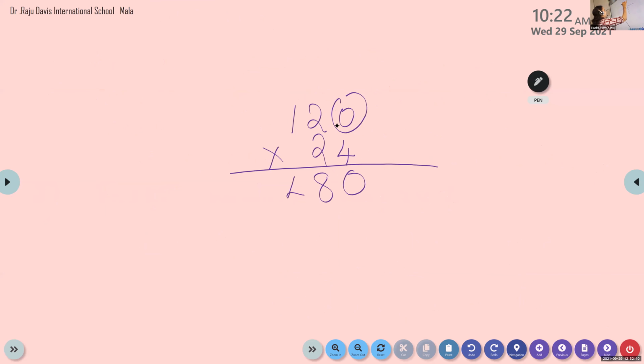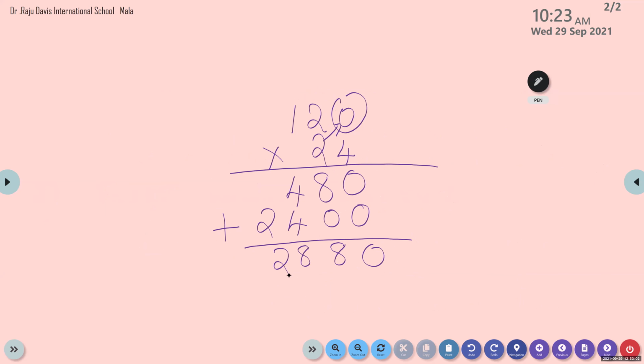0. Again, we have 2 times 0. 0. Okay, 2 times 2? 4. 2 into 1? 2. Okay, now we had to add 0. 8 plus 0? 8. Okay, what's the answer? 2880.